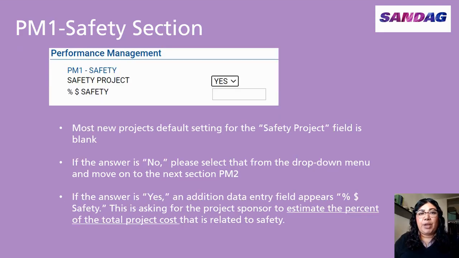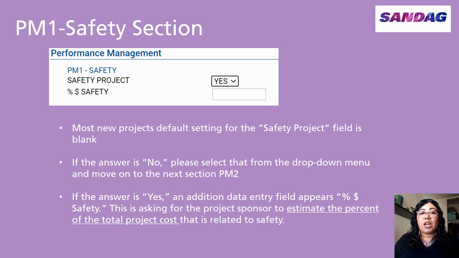The PM1 component of performance management is focused on transportation safety projects and safety elements of broader transportation projects. For most new projects, the default setting for the safety project field is blank. This is asking if the project is safety related or if it has significant components that are safety focused. If the answer is no, please select that from the drop-down menu and move on to the next section for PM2. If the answer is yes, in addition, a data entry field appears as %$safety.